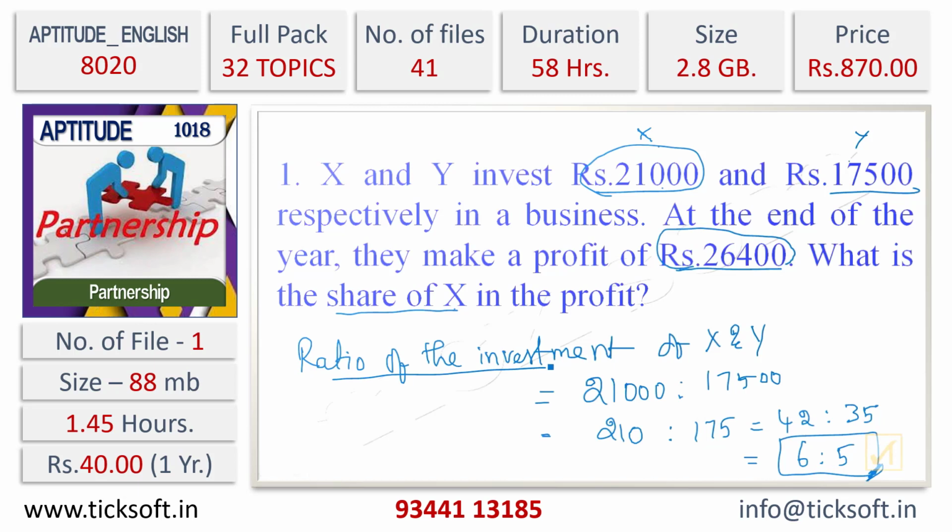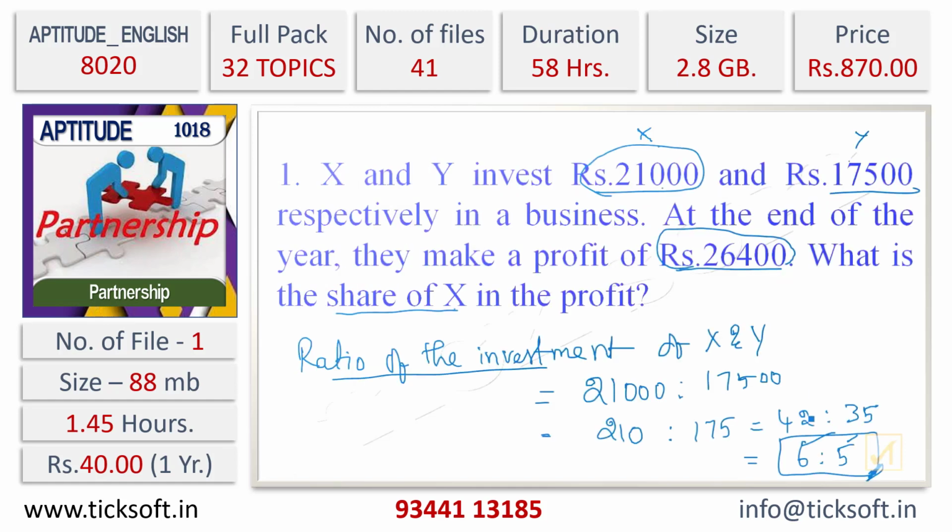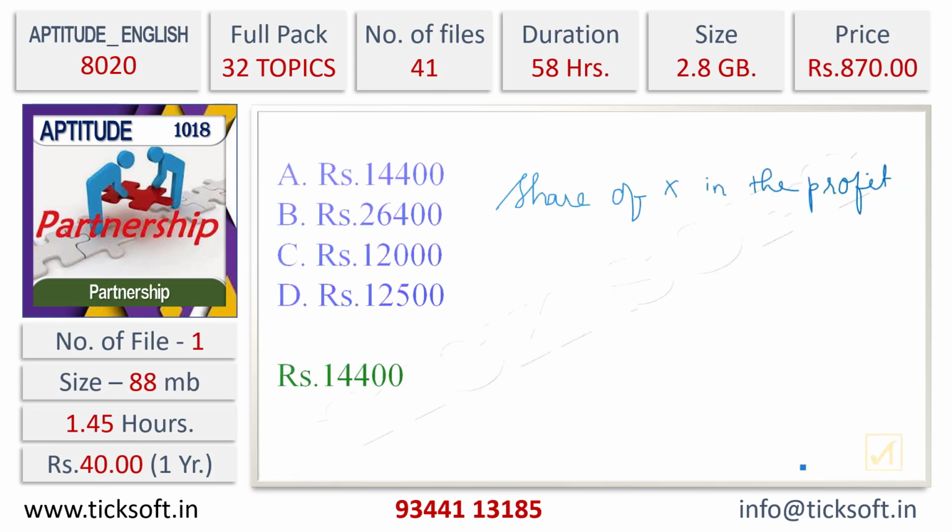So according to the ratio of their investment only, we can distribute the profit, isn't it? So here, by using this ratio, let us find out the share of X. So the share of X in the profit will be equal to what? Here, the share of X is 6 parts out of the total number of parts. So here 6 plus 5 is 11. So therefore, out of 11 parts, X invested totally 6 parts. So we get 6 by 11. Out of 11 parts, X invested 6 parts.